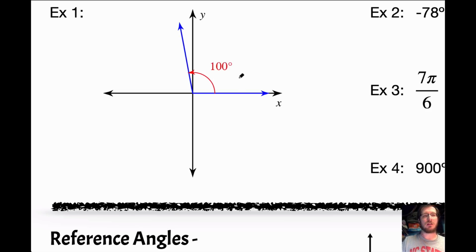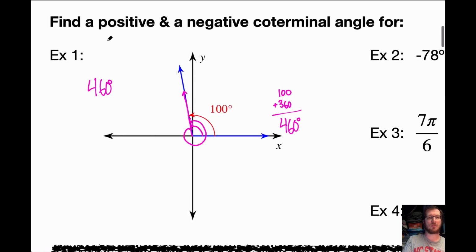If we want to find our positive coterminal angle, then again, we can go to 100, and then go another full rotation and end up with the same terminal side. So to get that angle measure, we went 100, and then we added a full rotation. So 460 degrees counts for our positive coterminal angle.